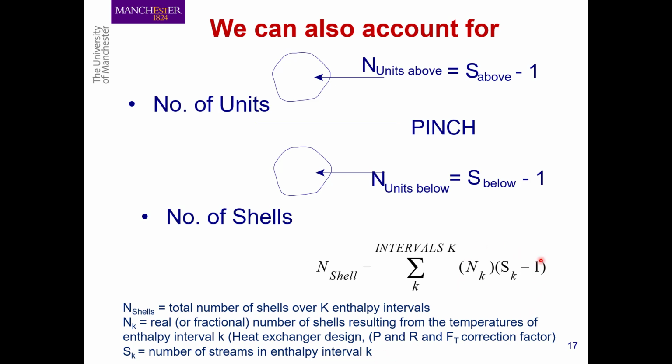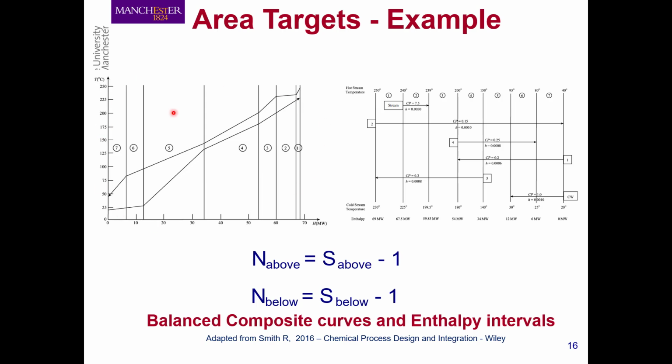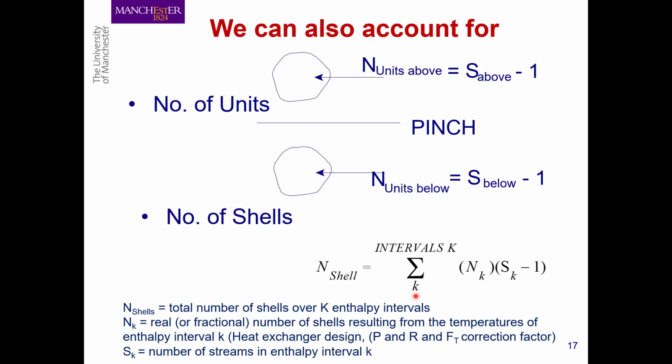If you want to look at just one enthalpy interval, you just need to multiply nk with Sk minus 1. And if you want to calculate the total number of shells involved in your whole process, like here, for example, we have the whole process, then we need to sum up this factor for all the enthalpy intervals. Okay, and that gives us the total number of shells. By doing that, we have a better idea of what would be the total energy cost and the total capital cost for the whole process. So that is all for this part. Thank you for your time.